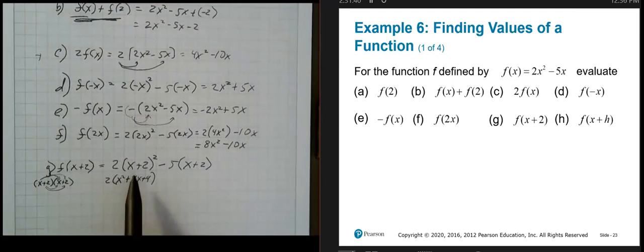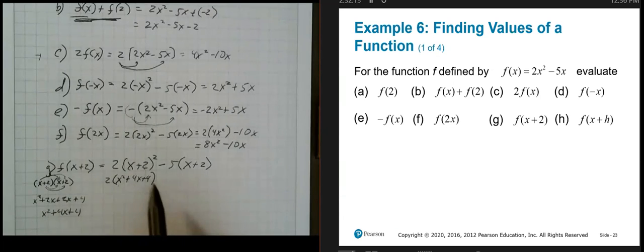Okay. The shortcut, because this gives me x squared plus 2x plus 2x plus 4, which is x squared plus 4x plus 4. Same thing I had over here by doing the shortcut. The shortcut is you square the first term, x squared. I multiply the two terms together, 2x, and double it, 2x times 2, which is 4x. And then I square the last term, 4.